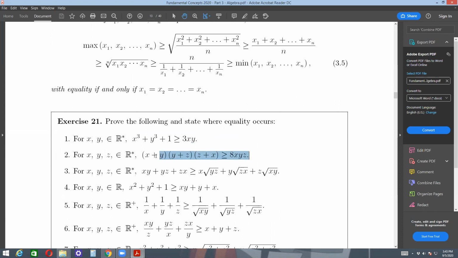This one is not as straightforward. What you have to do is take the AM-GM of each individual bracket. So take the AM-GM of this, AM-GM of that, AM-GM of that, and then multiply all 3 together to get what you want.